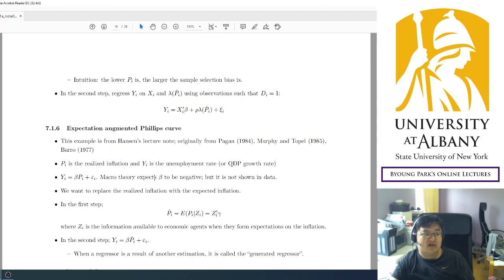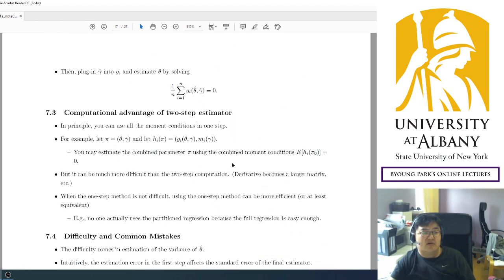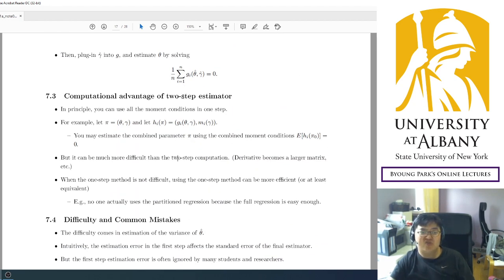So like that, usually two-stage estimator can be implemented in one step, but one-step estimator is usually computationally more difficult. For example, derivative becomes larger, or variance matrix becomes larger, so maximization becomes more complicated. So it is possible, but not useful. That's the typical reason why we are doing the two-stage estimator.